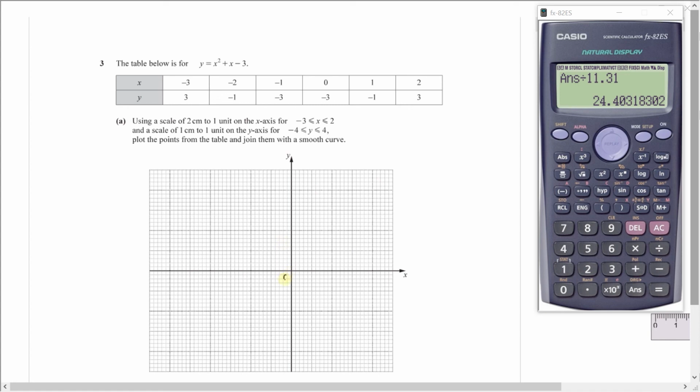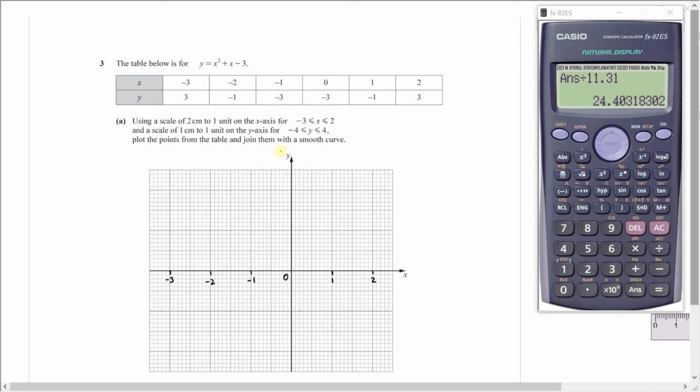So this point here will be 0. And then for the x-axis, you're taking 2 centimeters for 1 unit from minus 3 till 2. So 2 centimeters for 1 unit. So this will be 1. This value here will be 2. And then this will be minus 1, minus 2, and then minus 3.